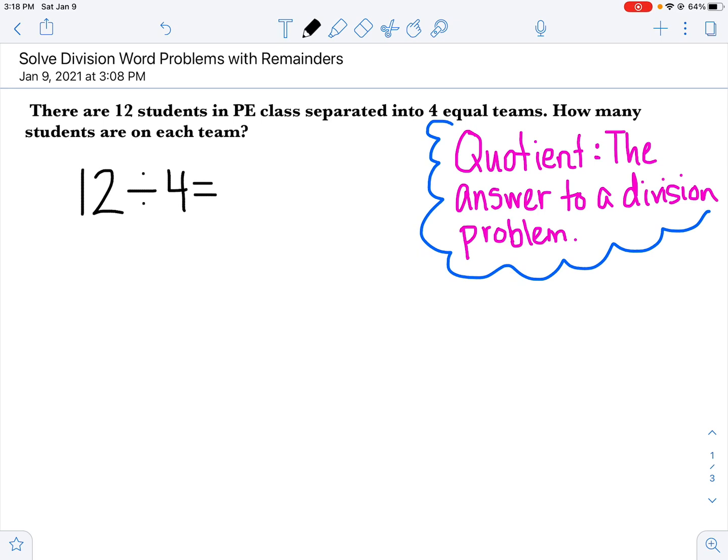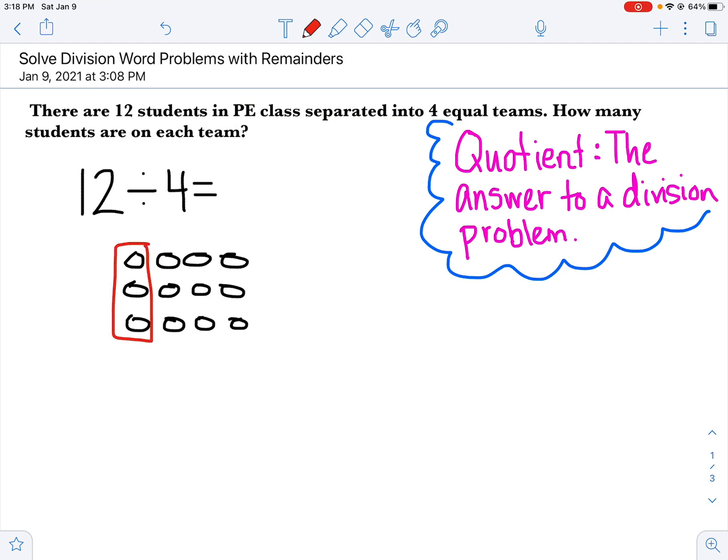I'm going to draw it out for you so you can see it, but you guys should probably already know this. If I draw out 12, 1, 2, 3, 4, 5, 6, 7, 8, 9, 10, 11, 12 students, and I put them into 4 equal teams, 1, 2, 3, and 4, I end up with 3 students on each team. So my quotient is 3, correct?